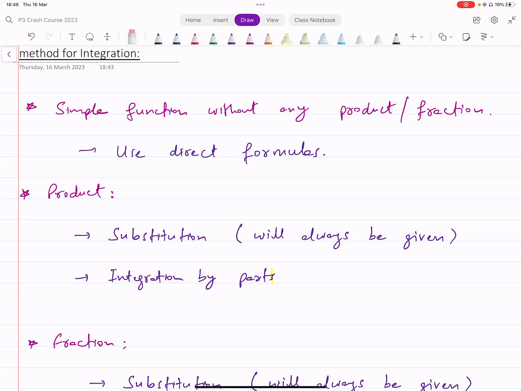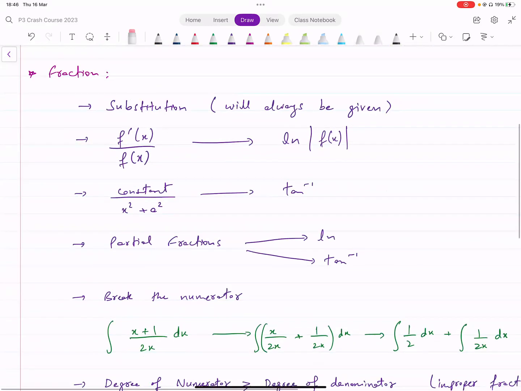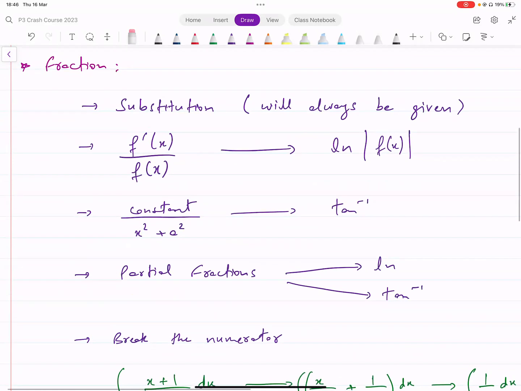The problem is mostly going to be when you're deciding how to integrate fractions, because for fractions, you have a number of different methods. First of all, if it is a substitution, they will tell you that you have to use a substitution. So again, for that, you don't have to think much. It will always be given in the question. If a substitution is not given, how do you think about integrating fractions?